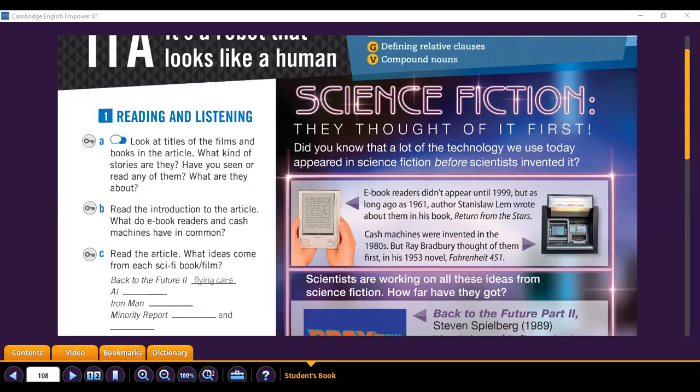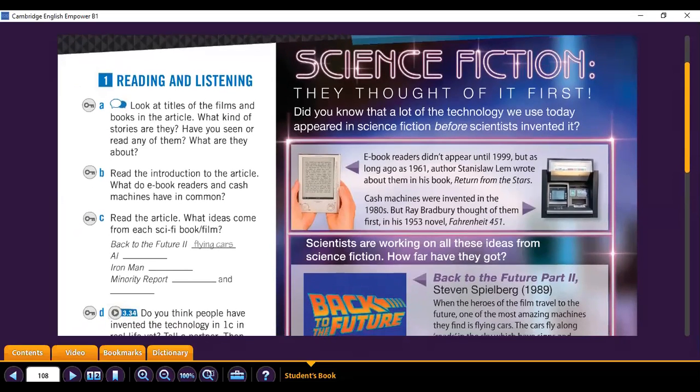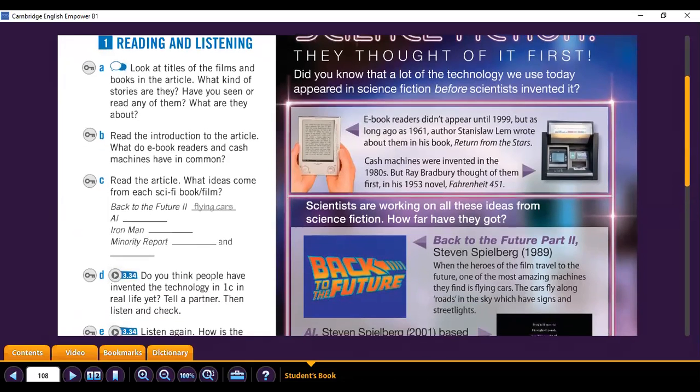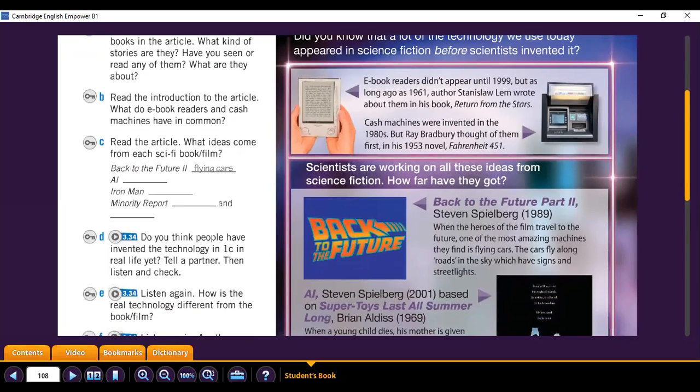For example, here we have science fiction. They thought of it first. Did you know that a lot of the technology we use today appeared in science fiction before scientists invented it? ¿Sí? Miren, tenemos aquí ya un hecho muy interesante. Nos dice, ¿sabían que mucha de la tecnología que tenemos hoy en día apareció en la ciencia ficción antes incluso de que los científicos la hubieran inventado? Look at this. Here we have two examples.